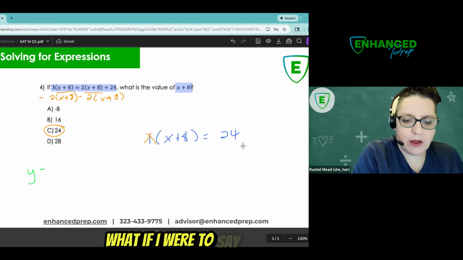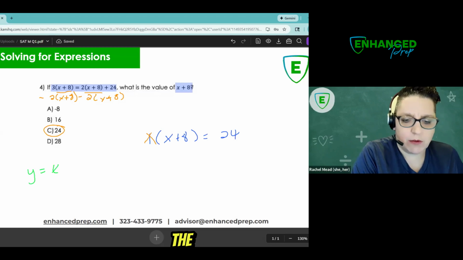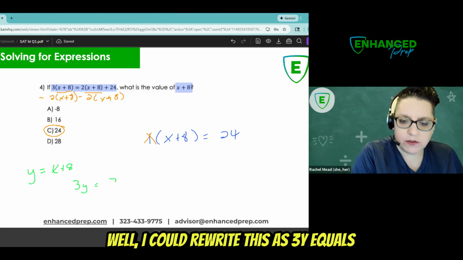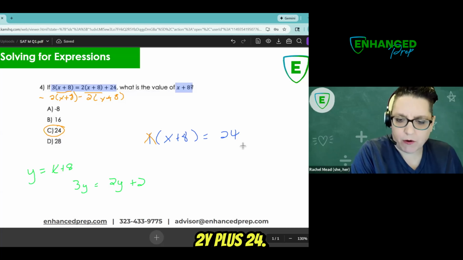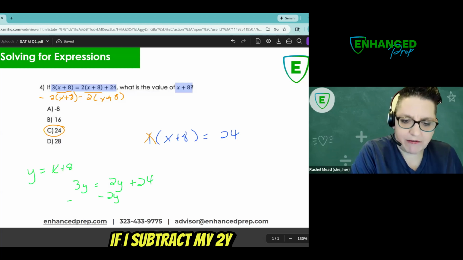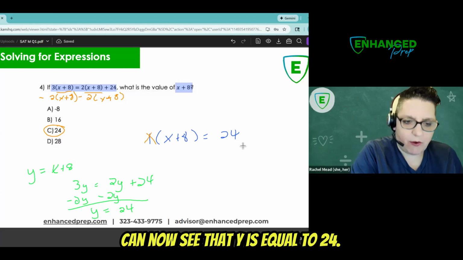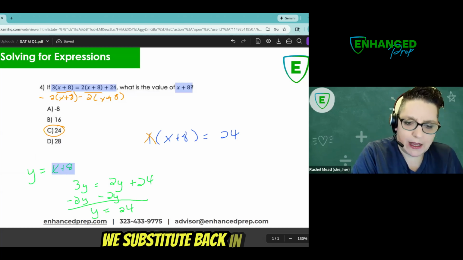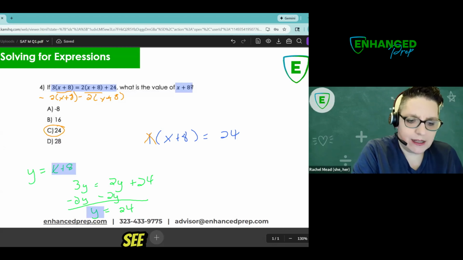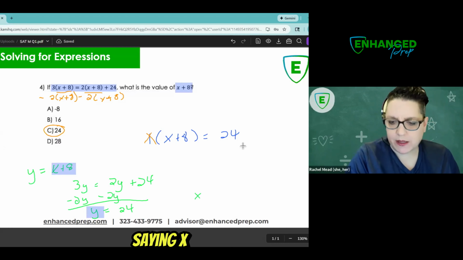What if I were to say that y is equal to the term x plus 8? Well, I could rewrite this as 3y equals 2y plus 24. If I subtract my 2y from both sides, I can now see that y is equal to 24. We substitute back in again, and we can see that this is the same thing as saying x plus 8 is equal to 24.